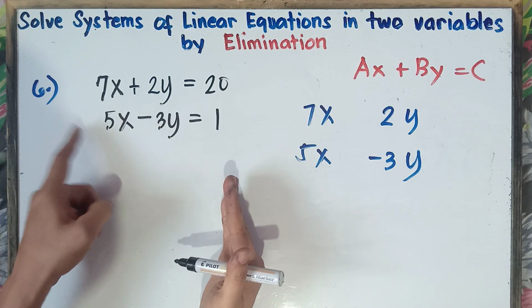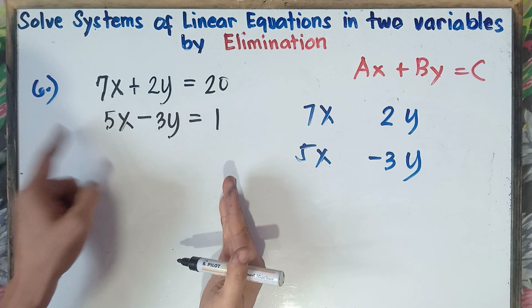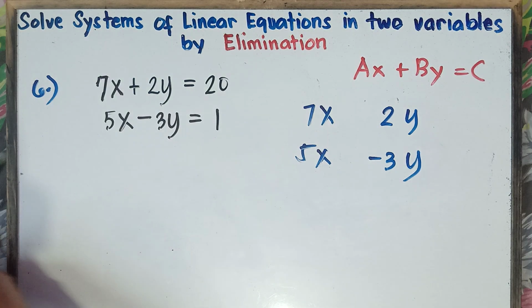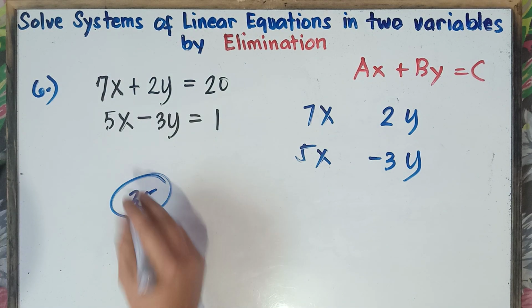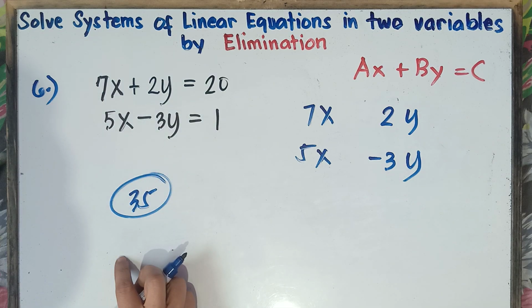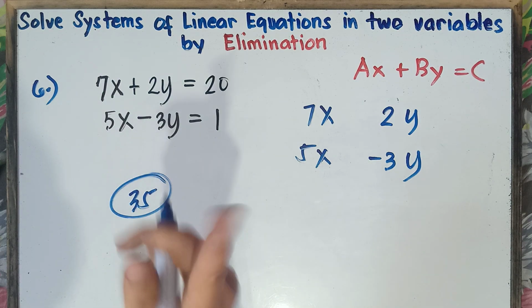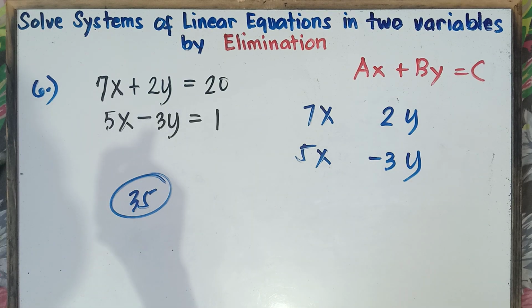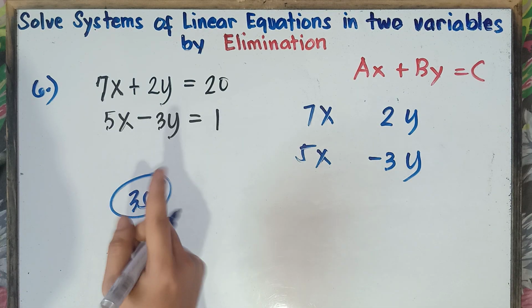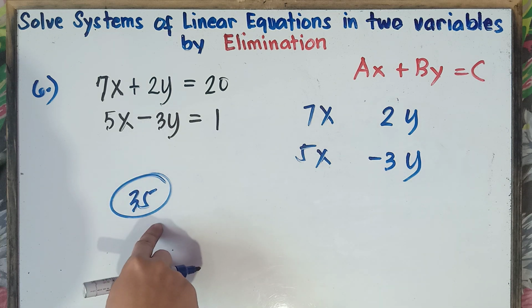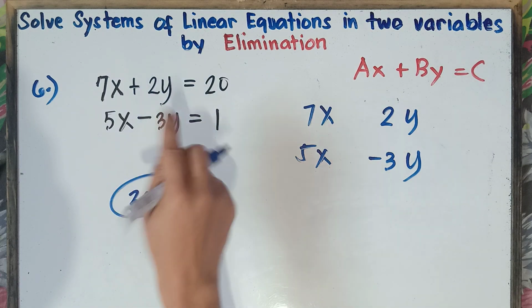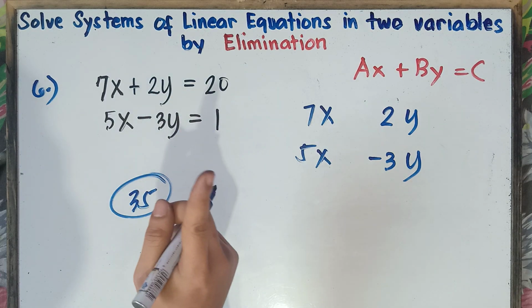That number can be divided by 7. That number can be divided by 5. What's your answer, class? That's correct. It should be 35, right? Can we divide 35 by 7? Yup. We can divide 35 by 7. Can we divide 35 by 5? Yup. We can divide 35 by 5. Therefore, class, the LCM of 7 and 5, that's 35. This will be a very large number, class. Okay, so for me, class, it's better to eliminate y because the LCM of 2 and 3, that's only 6.